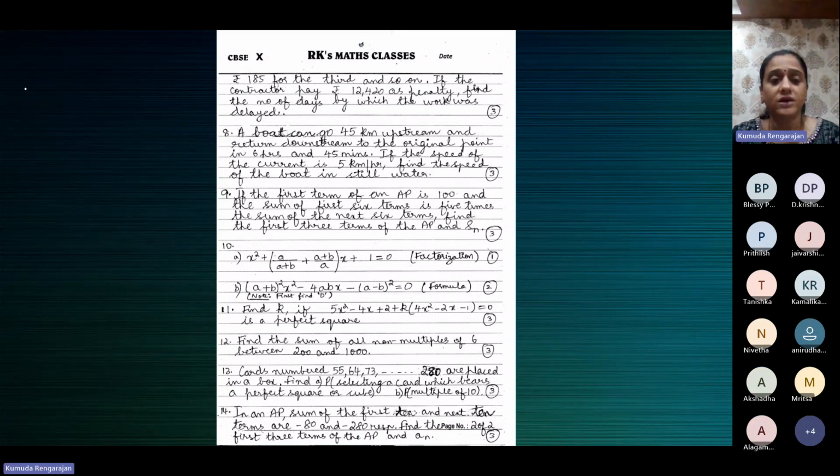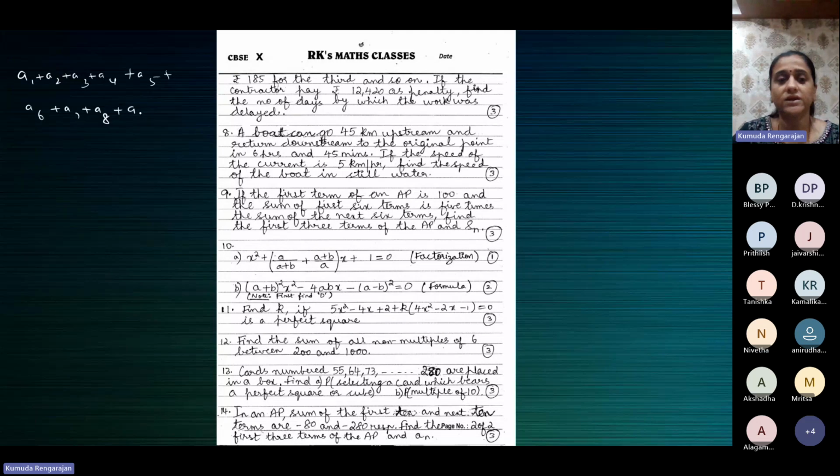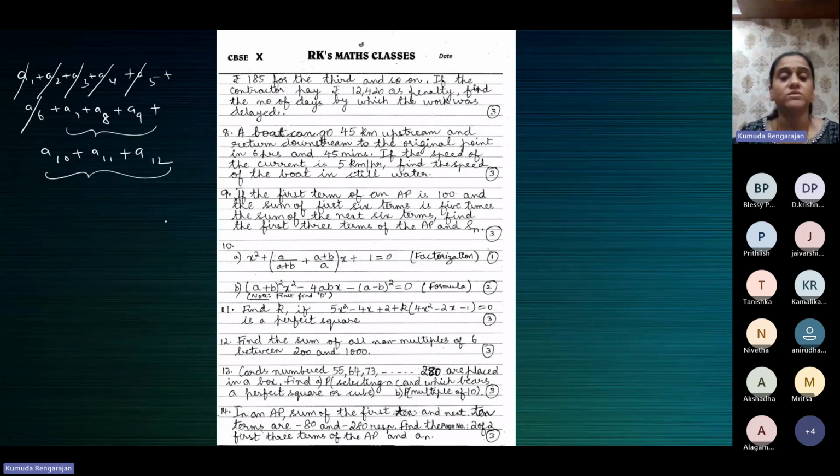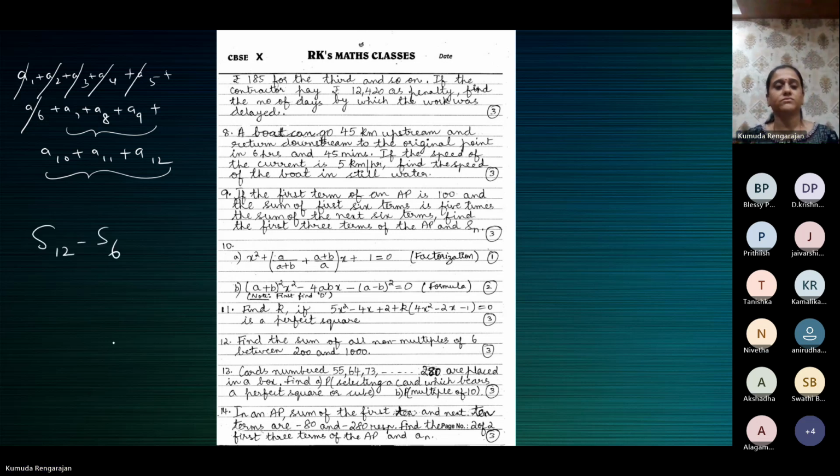Yeah, I was telling you. A1 plus A2 plus A3 plus A4 plus A5 plus A6 plus A7 plus A8 plus A9 plus A10 plus A11 plus A12. So this is S12, the sum of the first 12 terms. Now take away the sum of the first 6 terms. What are you left with? The sum of the next 6 terms. So the sum of the next 6 terms can be written as S12 minus S6. Very simple.